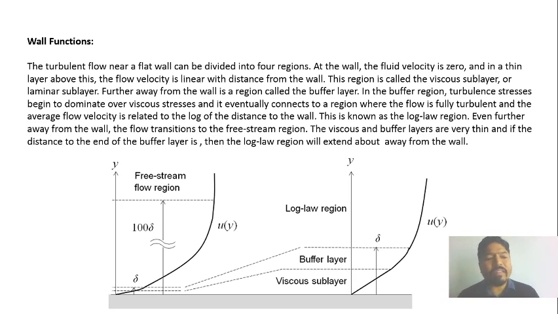Even further away from the wall, the flow transitions to the free stream region. The viscous and buffer layers are very thin, and if the distance to the end of the buffer layer is delta, then the log law region will extend about away from the wall. That is the concept of a wall function.